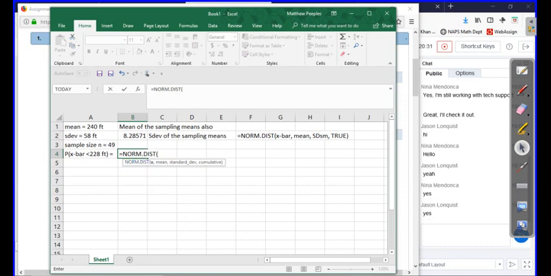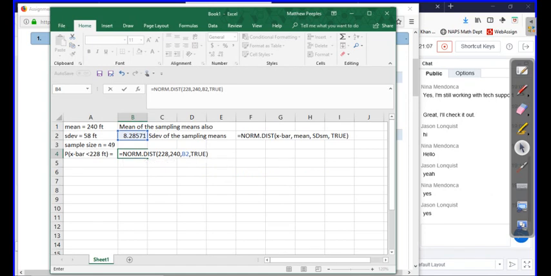We're going to put in our value for x. We're putting in that x bar, and we're saying that that's 228. So we're saying, what is the probability that a sample of 49 fly balls is going to have a mean that's less than 228 feet? Well, our sampling mean is 240 feet, and our sampling standard deviation is 8.259. I'm just going to click on the cell because, look, there's the number. So we just put in cell B2 where that's located.